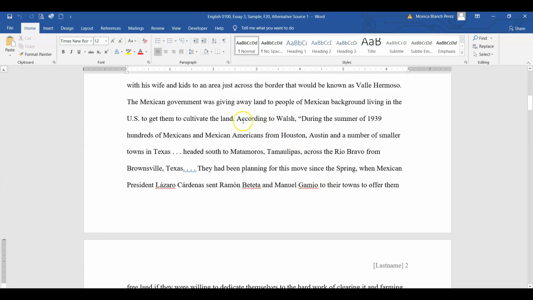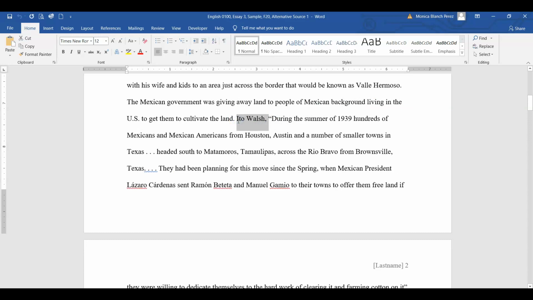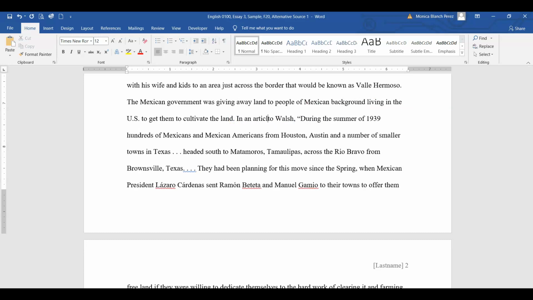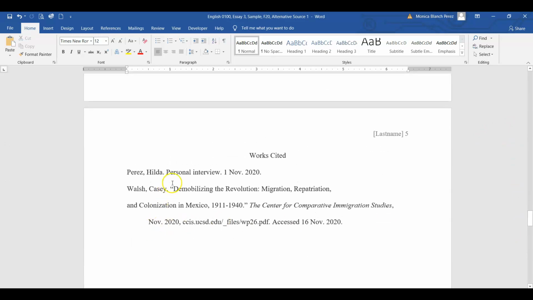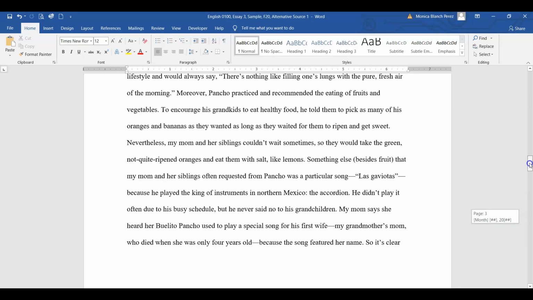But let me go back to explaining it. Notice here I chose the "according to" method, right? And I could have done it differently. I could have said, in an article by Walsh. Walsh is the person's last name. What's his name? His name is Casey Walsh, right? But there's no need to mention first names. We usually don't mention first names.